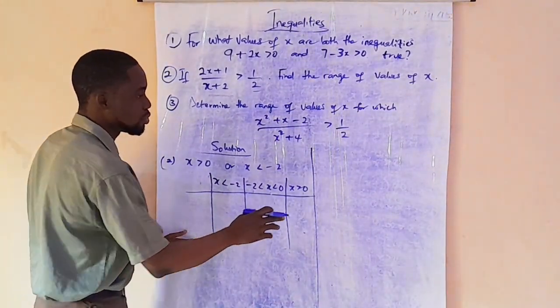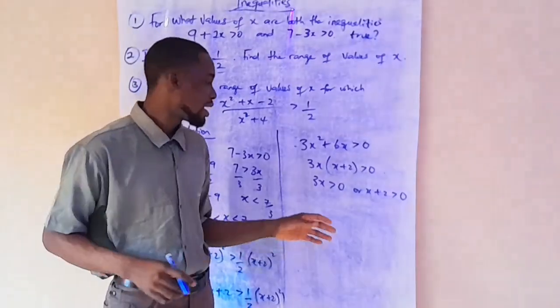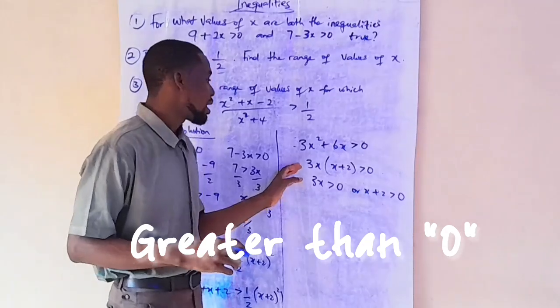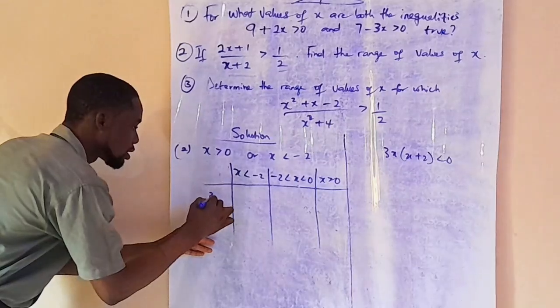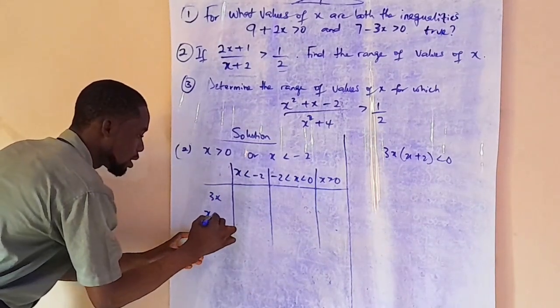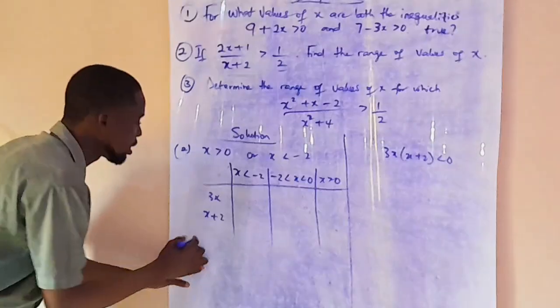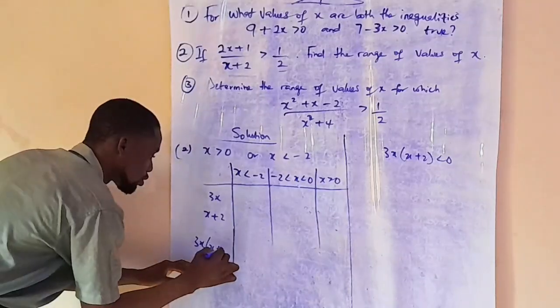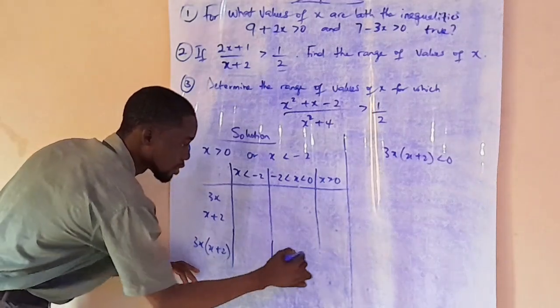My last solution, remember, I had 3x into x plus 2 to be less than 0. So it means I'm going to put 3x here, x plus 2 here, and then 3x into x plus 2 to finalize.